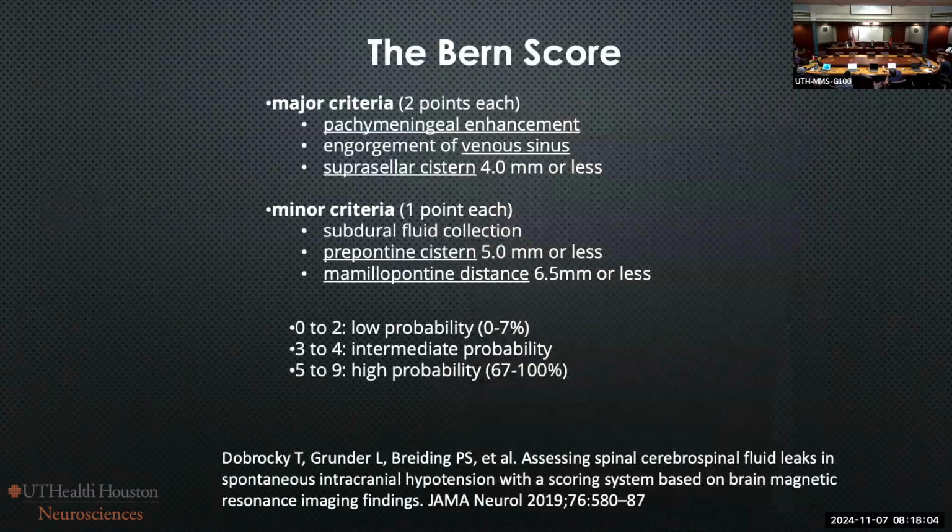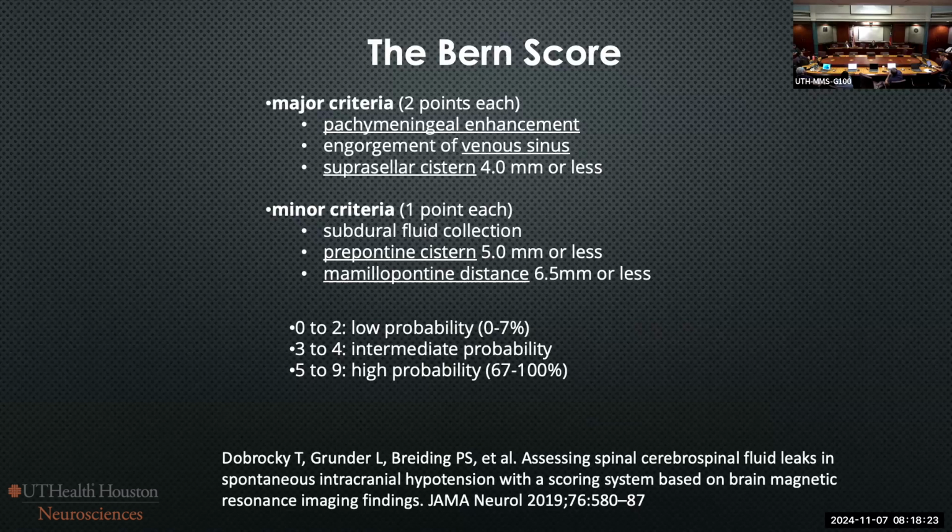We've developed something called the Bern score, which came out of an article from Bern, Switzerland. It's a probabilistic score that tells you how likely you are to find a leak on myelogram. Okay, so that's kind of nice, right? It's not yes or no, but how likely you are to find a leak. The major criteria are things we've seen: pachymeningeal enhancement, no surprise, engorgement of the venous sinuses, suprasellar cistern less than 4 millimeters. Those each get 2 points apiece.